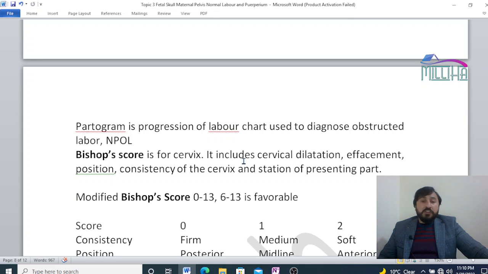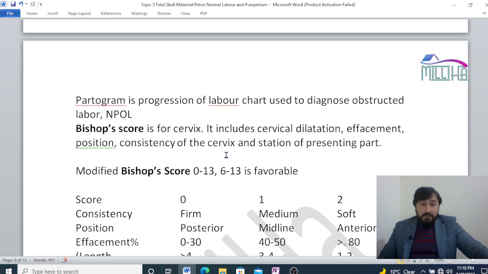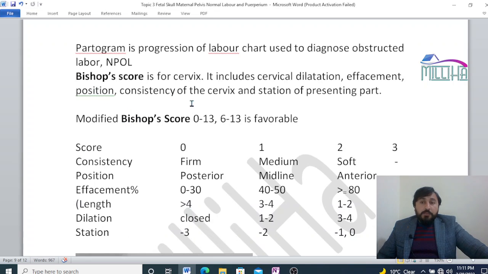Partogram is the progression of labor chart used to diagnose obstructed labor. Okay, we will discuss partogram in another video. You should just know the definition that partogram is a progression of labor chart used to diagnose obstructed labor. Okay, sometimes the labor is obstructed and it cannot proceed further. The delivery is impossible. That is called obstructed delivery. So that we will diagnose or predict with the help of partogram. Okay, non-progressive obstructive labor.